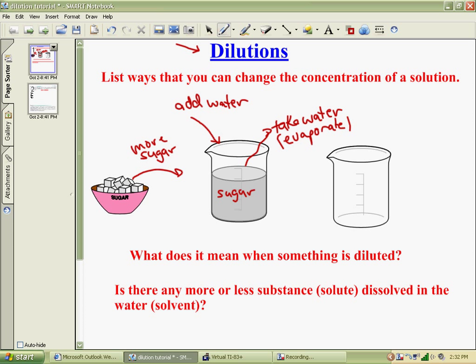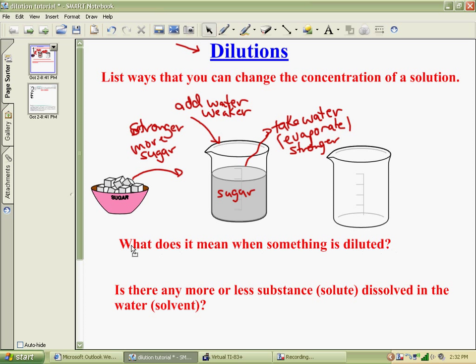So this would make it weaker, and this one here would make it stronger, and this method here would also make it stronger. So there's ways that you could change that. What does it mean then? The next question I usually get into is what does it mean when something's diluted?